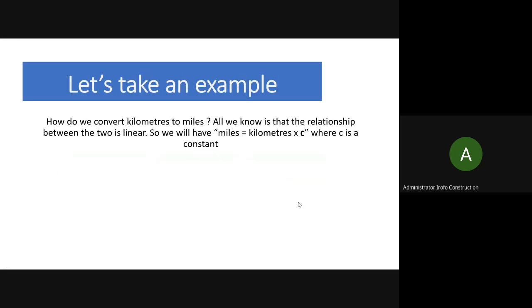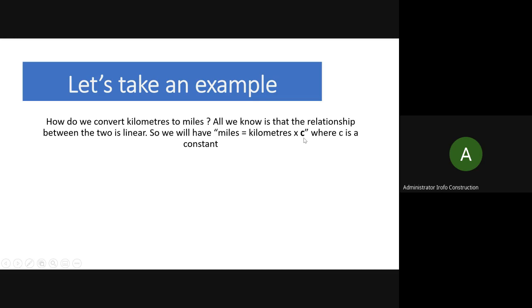That's what we had. We had something like miles equals kilometers times c. That's the function we are having, because the relation between them is linear. So what we really want to do is to find the value for c, because if we find a value for c here, and they give us a value in kilometers, we'll be able to convert it into miles. So the most important part here is to find the value for c.